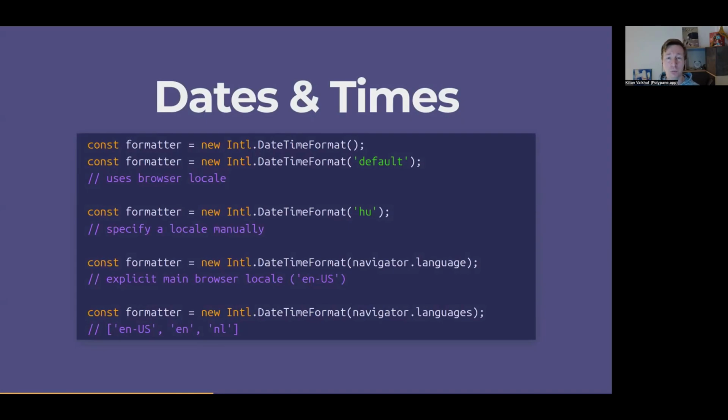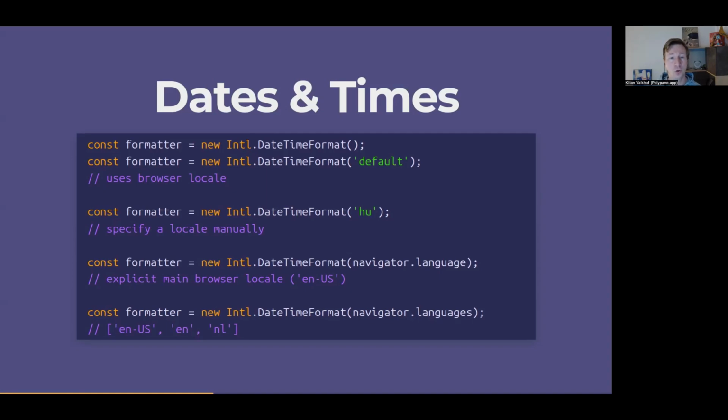So there are various different ways to set or not set the locale for your formatter. When you don't specify a locale, as in the first line, the API will use the browser's locale. You can also explicitly set it to default to get the same effect. So default will use the browser's locale. If you want to be explicit about it, you can set your own locale. So in this third example, I've set it to Hungarian.